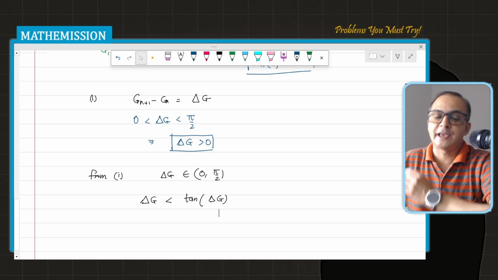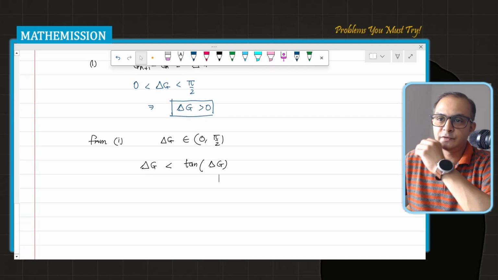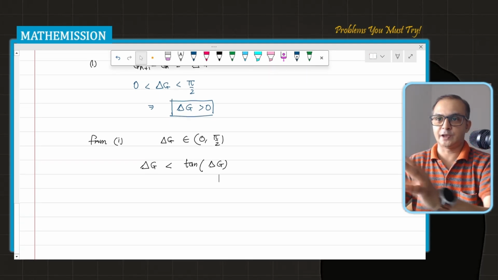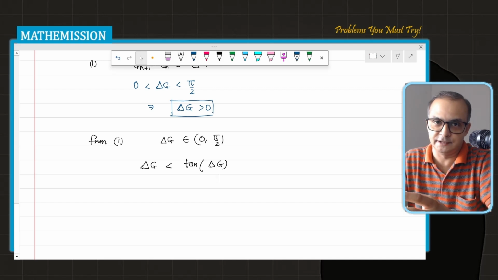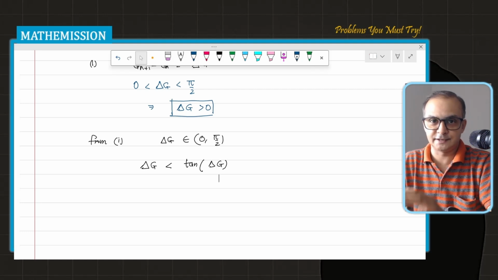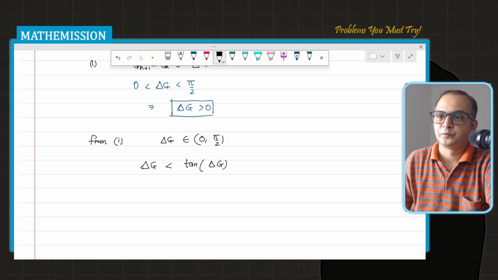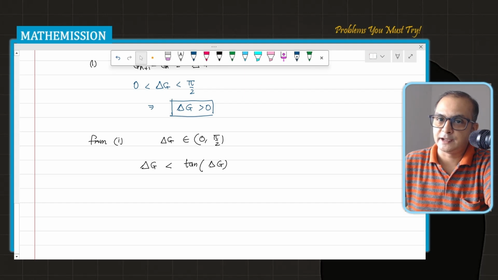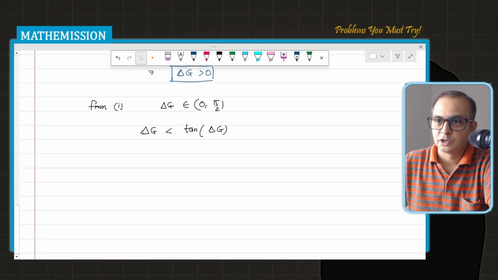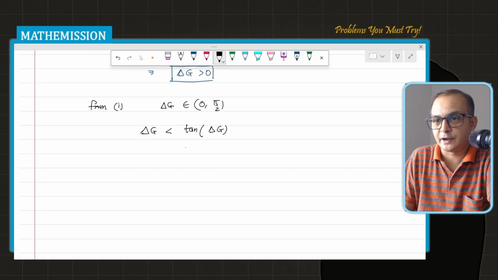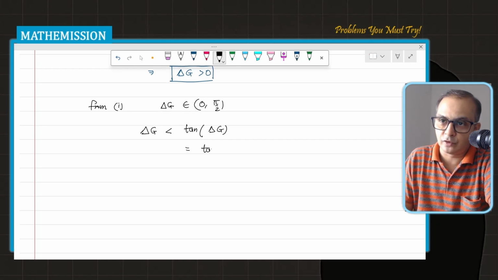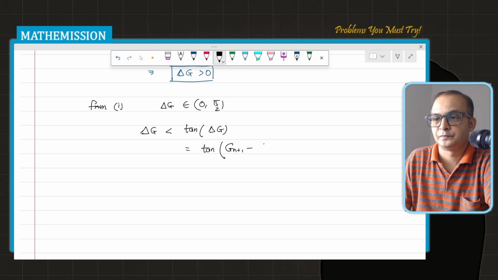How did it come to think like that? Because we have to establish the right inequality, so I must have something more than delta g. We observed the graph and got the idea that tan of delta g is there. Now I'm going to write delta g in its original expression. So delta g is nothing but, I'm writing an equal sign here for tan of delta g, I can write tan of delta g is nothing but tan of gn plus 1 minus gn.